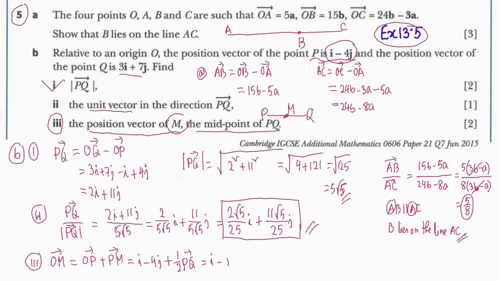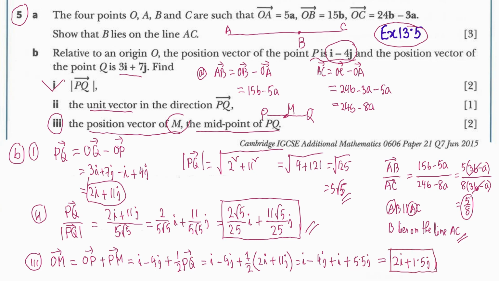Then it is i minus 4j plus half of PQ. The PQ value we already have, which is 2i plus 11j. Half of that gives i plus 5.5j. Then it gives i minus 4j plus i plus 5.5j. Our final answer is i plus i, which is 2i, and minus 4 plus 5.5, which gives 1.5j. And that is the position vector of M. The position vector of M is 2i plus 1.5j.